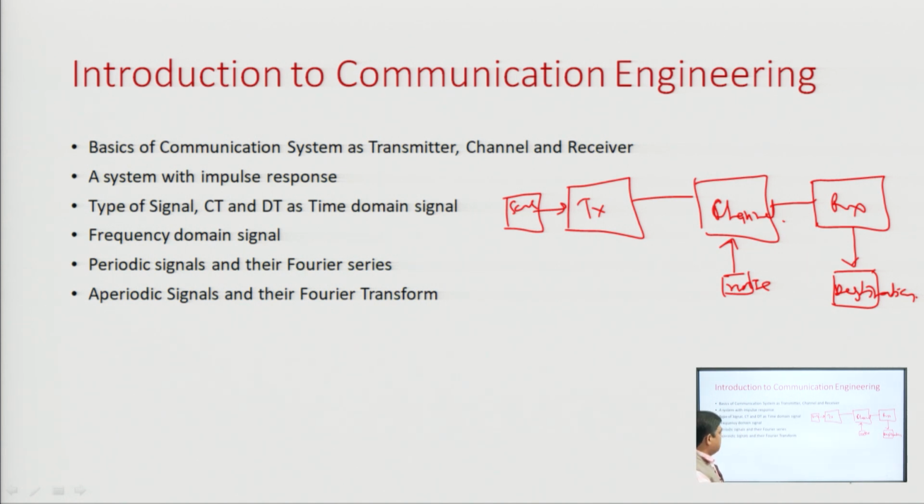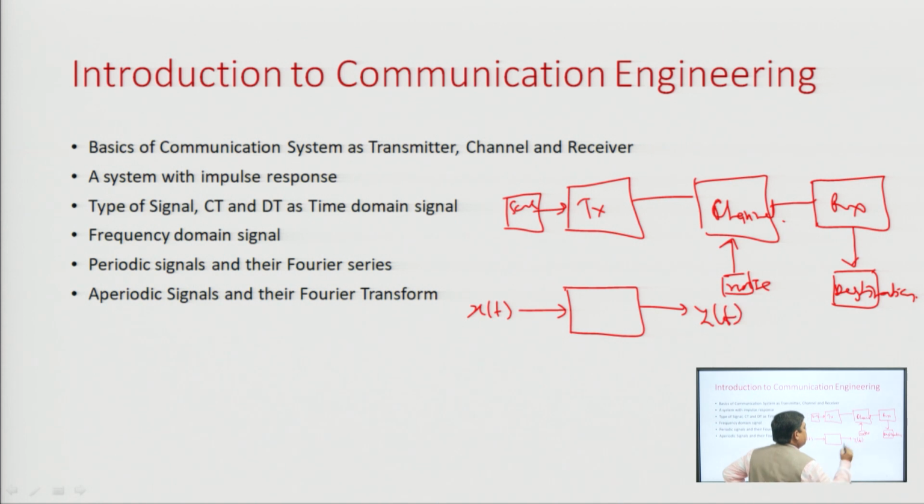Now, next is the system with the impulse response. See, in any block which is passing some signals, suppose the signal is the analog signal x(t), and at the output of the block we are getting output y(t), then this block can be characterized with its impulse response of the system h(t). This h(t) is nothing but when x(t) is the impulse signal delta(t), then its output y(t) equals h(t).